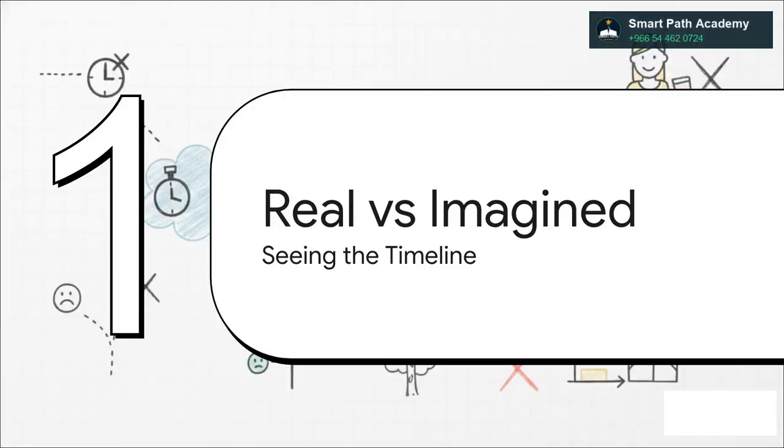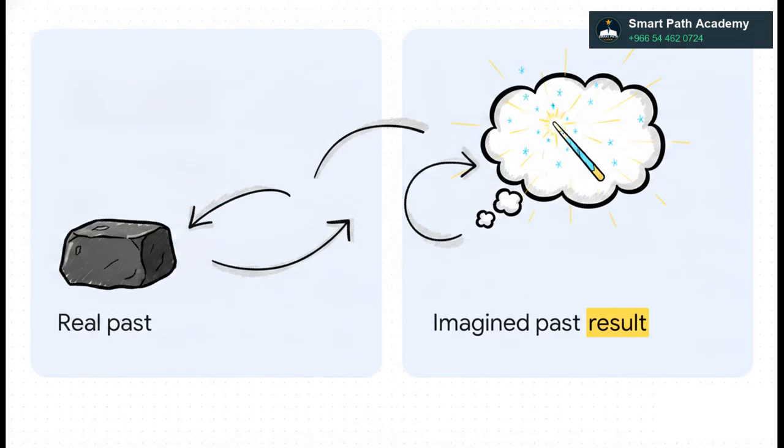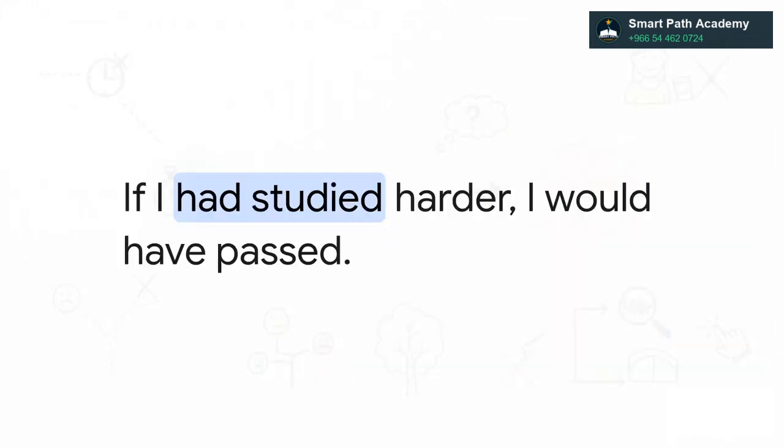Section 2. Real versus imagined past. Seeing the timeline. Let's visualize this. Over on the left side of our timeline, we've got the real past event. This is set in stone. It's a fact that we absolutely cannot change. But then on the right side, we have the imagined past result. This is where we use our new formula to explore the whole what-if scenario. You can see how the real event leads directly over to our thinking bubbles, where we're basically creating a brand new imaginary timeline.